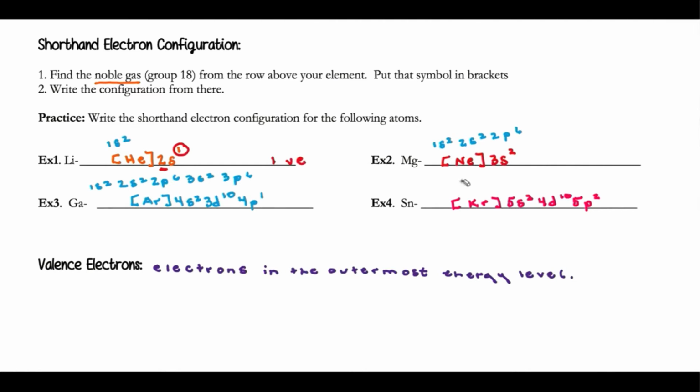Okay. If we look at magnesium, we've got 1s2, 2s2, 2p6, 3s2. Notice 3 is the highest energy level. So I'm going to have 2 valence electrons.